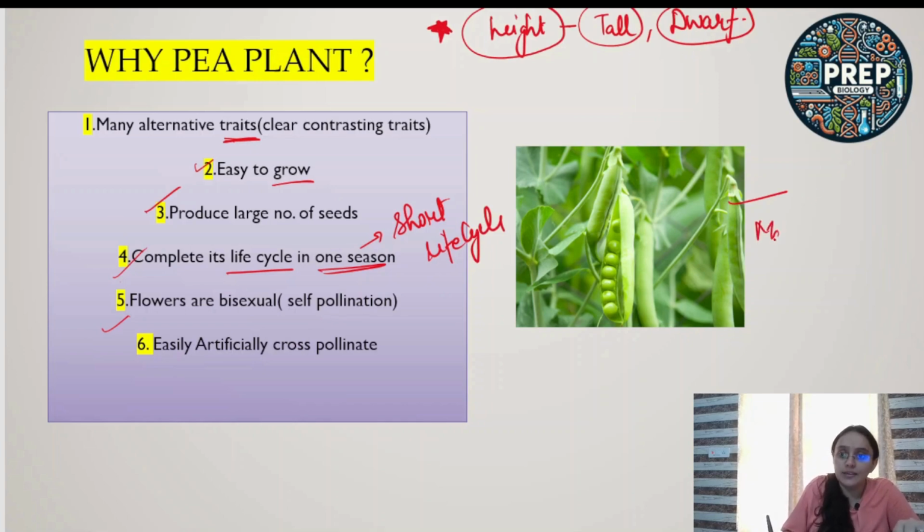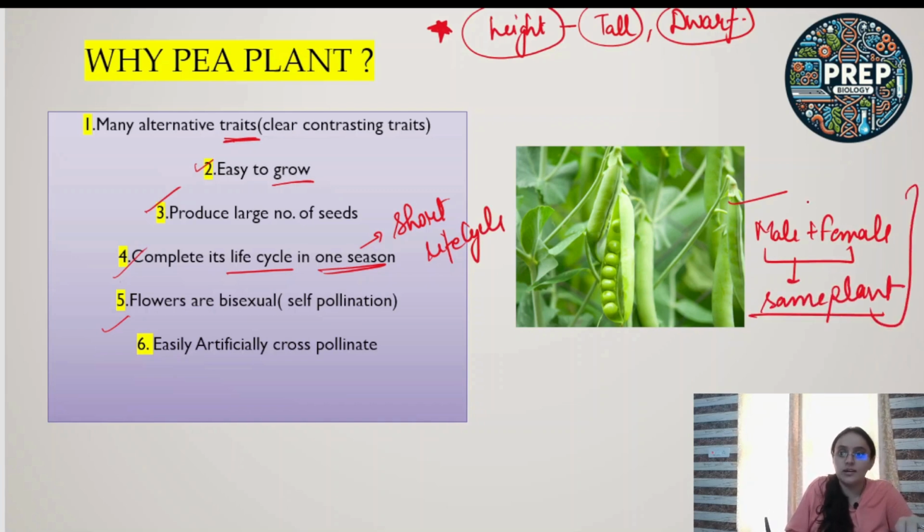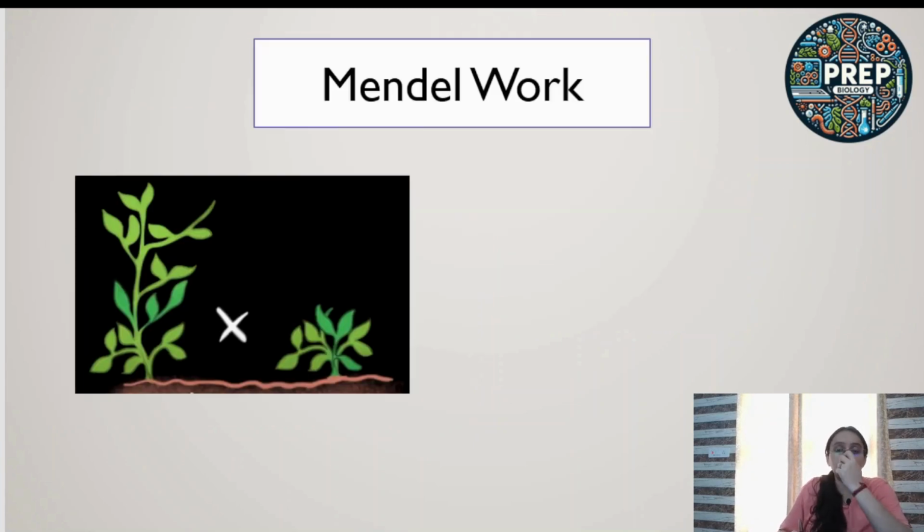The male and female parts are present on the same plant, so it is easy to self-pollinate. It is easy to self-pollinate these flowers for his experiment. And the last is that it is easy to artificially cross-pollinate. The pea plant is easily artificially cross-pollinated for his experiment. So these are all the features why Mendel chose the pea plant. These features are very important, so note them down. Now let's start.